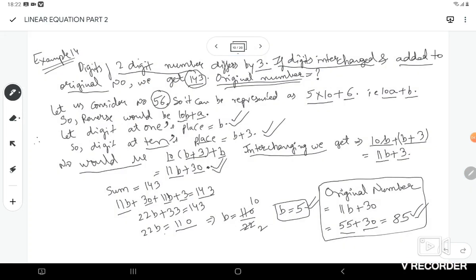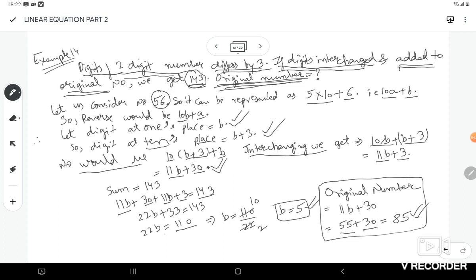Now let's solve some examples of word problems in which there are variables on both the sides of the equation. So the problem says the digits of a 2-digit number differ by 3. If digits are interchanged and added to the original number, we get 143 and we have to find the original number.